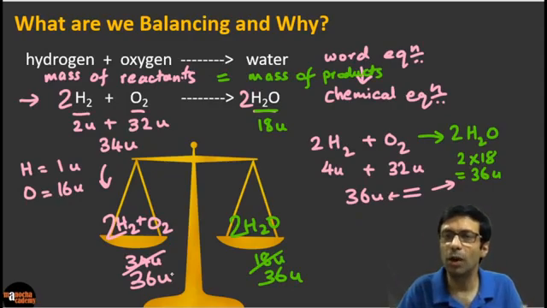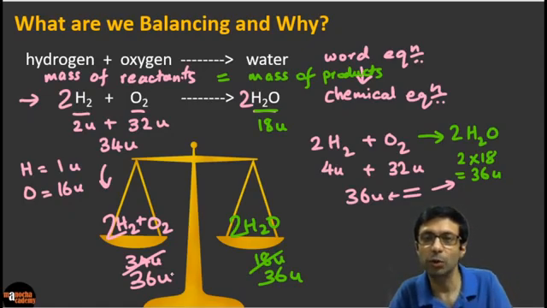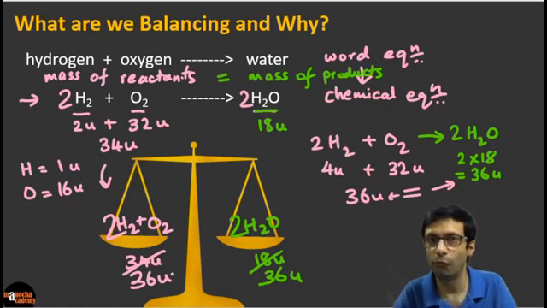We actually don't have to bother about masses when balancing chemical equations. We can simply balance the number of atoms of each element. So it should be the same on the left and on the right hand side. So can you tell me how many atoms of hydrogen are there for this balanced equation here? So 2 into 2, 4, right?